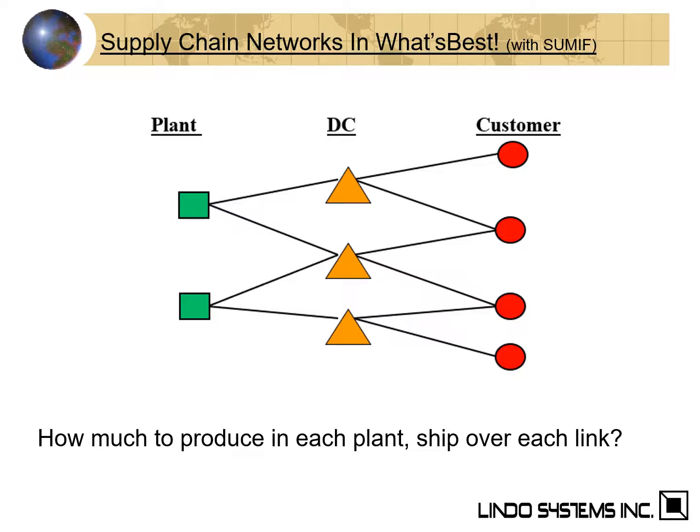You'd say, okay, I've got 2 plants and 3 DCs, so I'd put in a 2x3 matrix, which would show all possible shipment combinations between plants and DCs. And then I'd have another matrix, maybe on a different tab, which would be a 3x4 matrix, which would show all of the shipping combinations between a DC and a customer. And then I'd have to have some additional stuff in the spreadsheet to hook those 2 matrices together. So that would be one way of doing it.